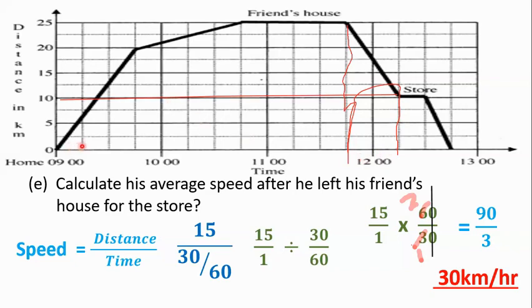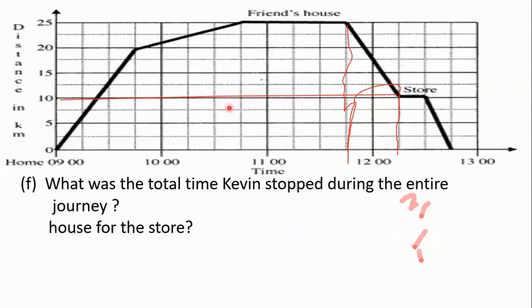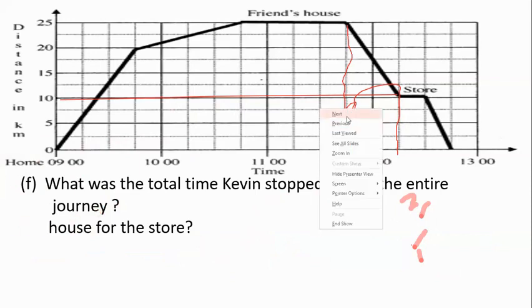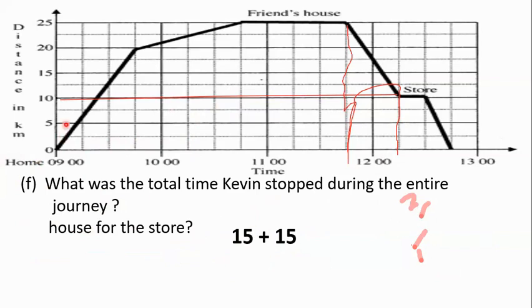If you were listening, if you came on early, the first thing we said to do is find the value of each one of the lines. Now, let's see, because this is going to shut down in a couple minutes. What was the total time Kevin stopped during the entire journey? Okay, so just ignore this. Good. So, the total time. Let's clear this up first.